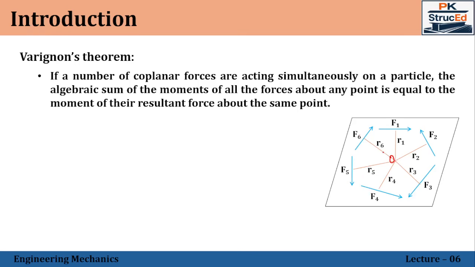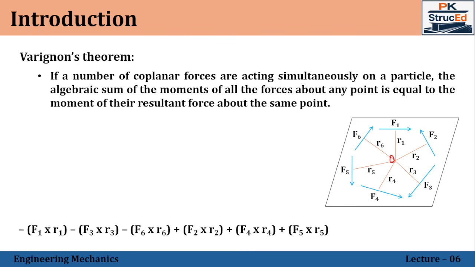So F6 into R6. Summing up all these things, you will get the net moment acting about the point O. Already we calculated the resultant, the magnitude as well as the direction.